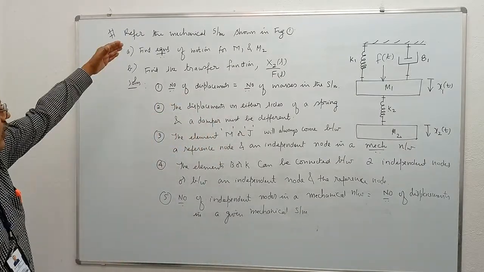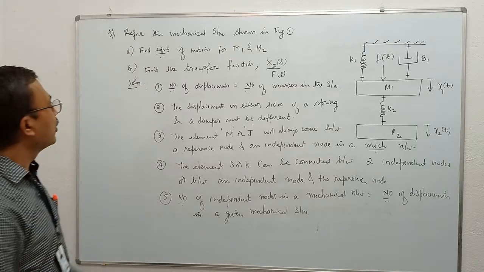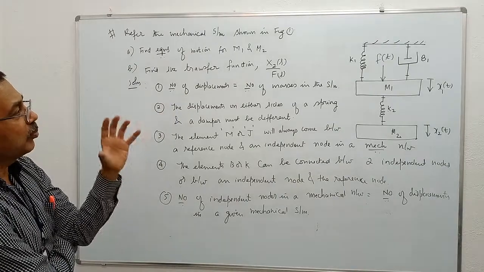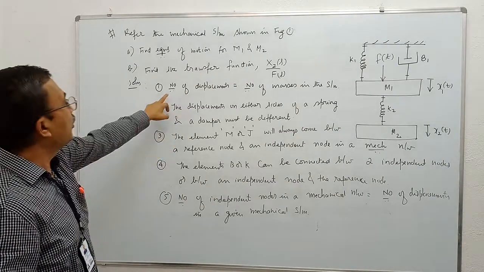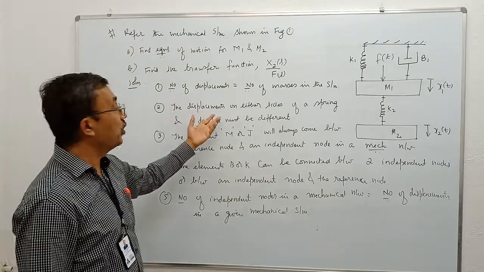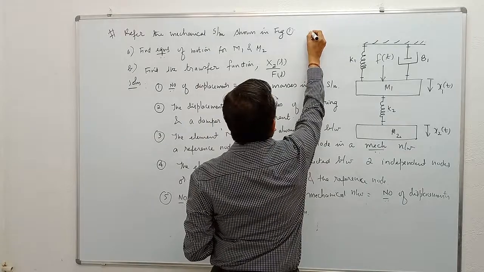These points are written for you in order to solve the problem. What I said, number of displacements is equal to number of masses. Before you start the problem, this point is very important. You may ask me, is it possible to have more displacements than the masses? The answer is yes. Let me take a simple mechanical system.